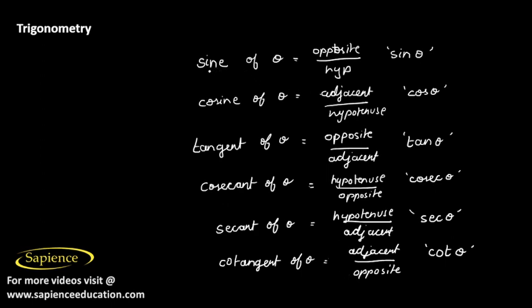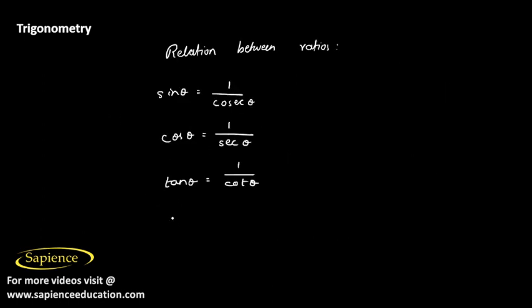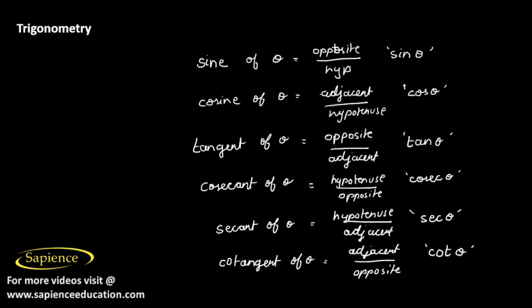But there is also a relation between sine, cosine and tangent. So tan theta can also be written as sine theta divided by cos theta. Tan theta equals 1 by cot theta is one relation. Tan theta equal to sine theta by cos theta is another relation. How? Because sine theta is opposite by hypotenuse, cos theta is adjacent by hypotenuse. So if we divide sine theta with cos theta, both the denominators will get cancelled and we will be getting opposite by adjacent, and opposite by adjacent is tan theta.